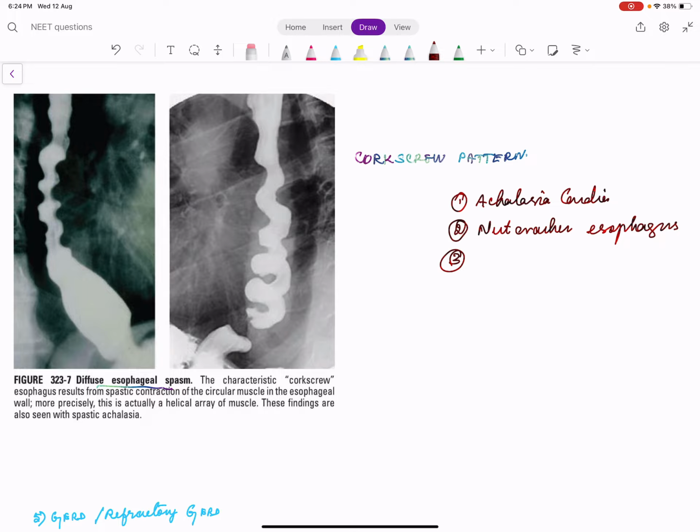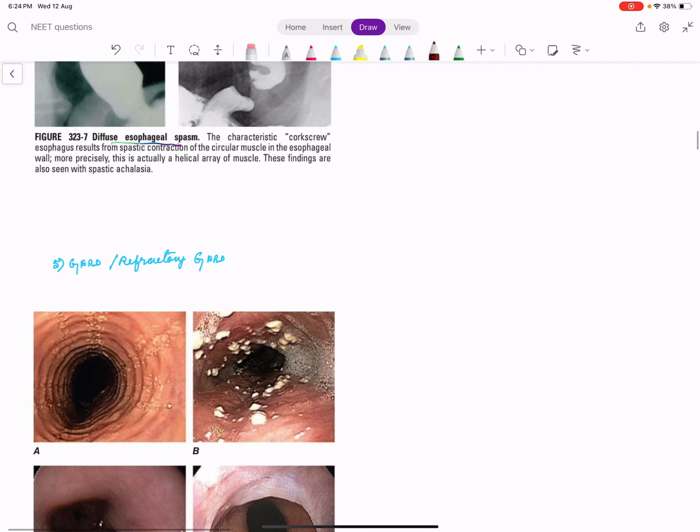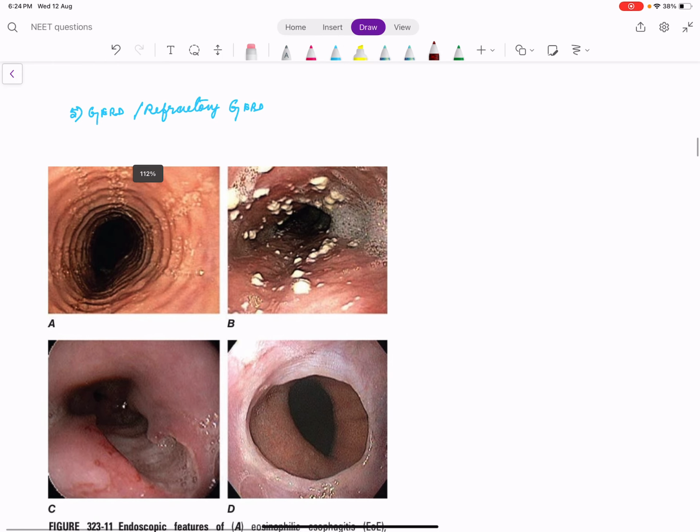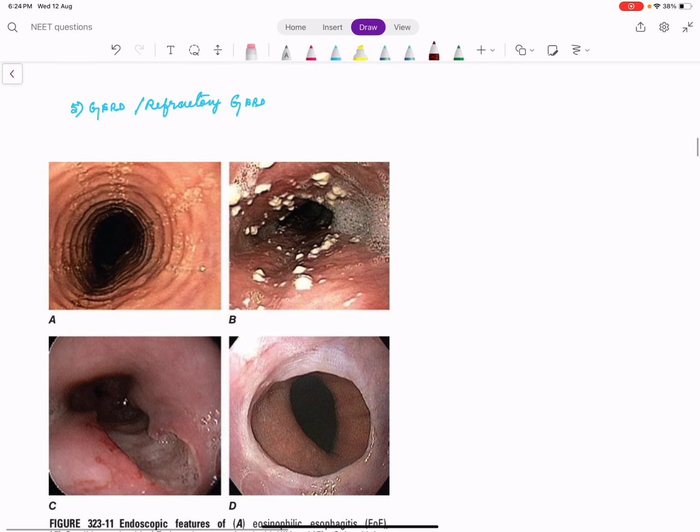And third we have diffuse esophageal spasm. Diffuse esophageal spasm produces a corkscrew appearance in barium swallow. So that was about swallowing difficulty and about esophageal dysmotility.